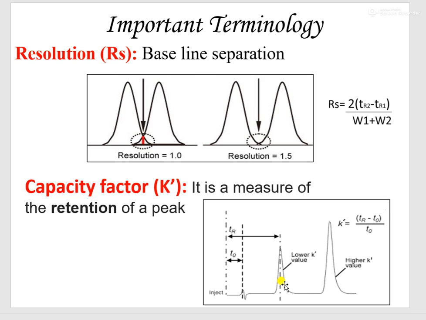This we can very well understand using this diagram. For calculation of capacity factor, the equation is K dash is equal to Tr minus T0 upon T0, where Tr is retention time of that particular peak and T0 is a dead time of column. In our subsequent slide, we will learn in detail about how to calculate T0, that is dead time. So for calculation of capacity factor of any peak, you require retention time and dead time of the column.